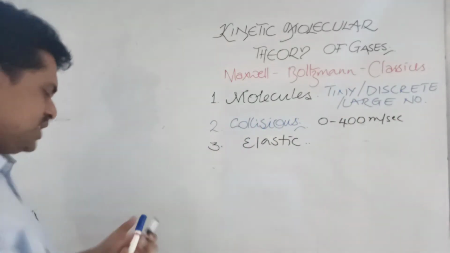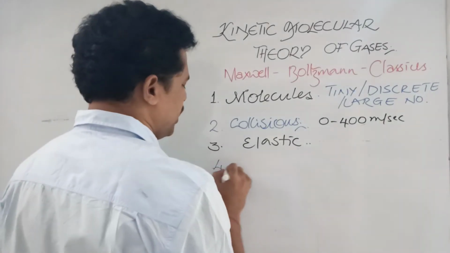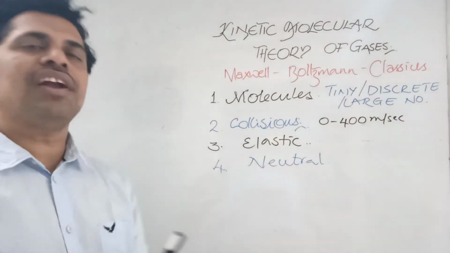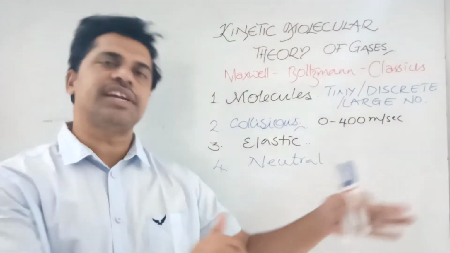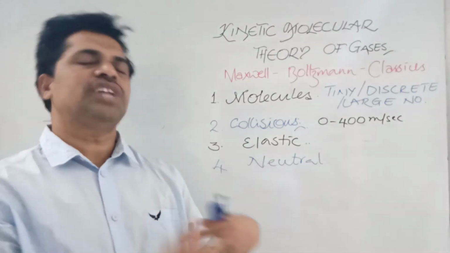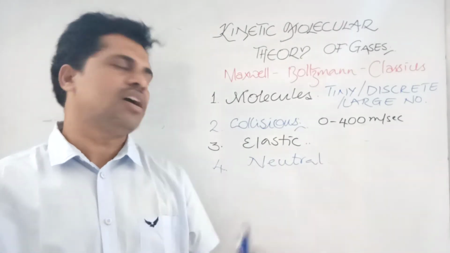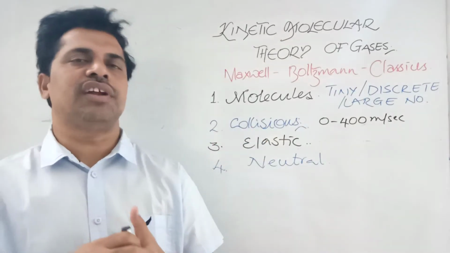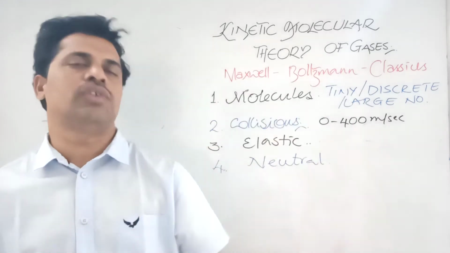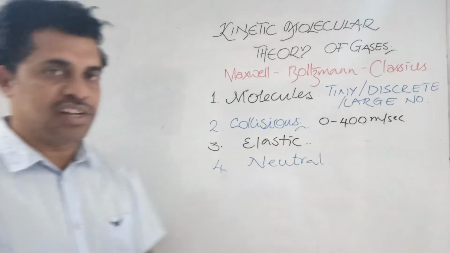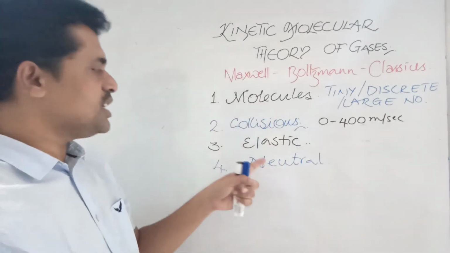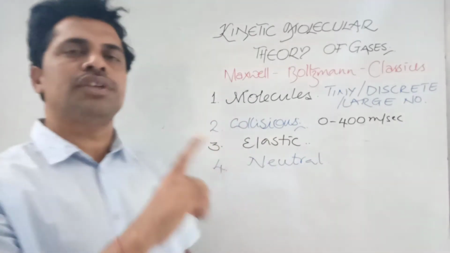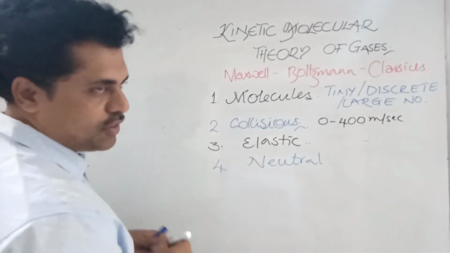So, elastic collisions. Next point is neutral. All gaseous molecules are electrically neutral, so no attractions and no repulsions are there. We need some changes later, some of these postulates are modified. When the gaseous molecules are completely electrically neutral, how can we expect some attractions between them to get them into liquid form? That is a topic we'll discuss later. According to their postulates, gaseous molecules are 100% neutral. That's why no attractions, no repulsions among the gaseous molecules.